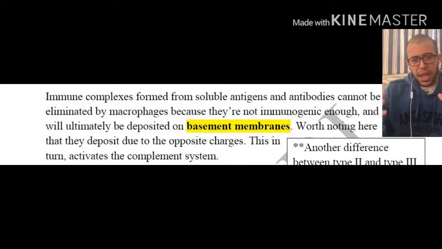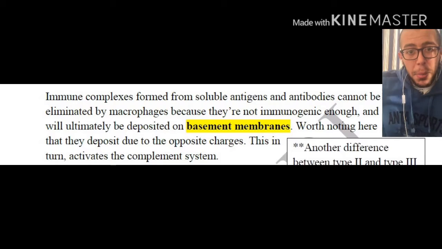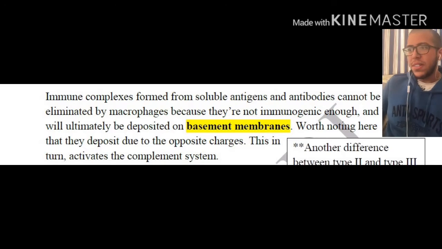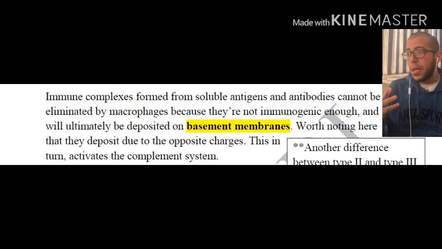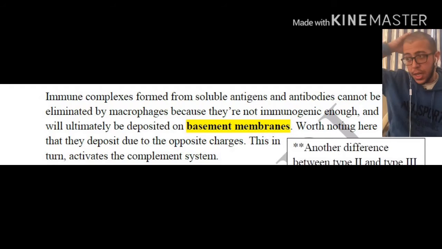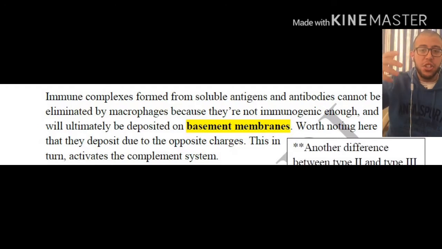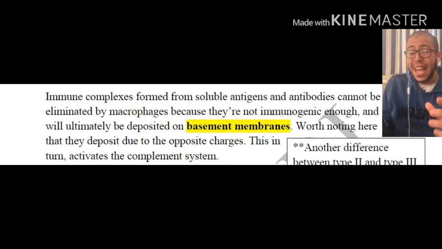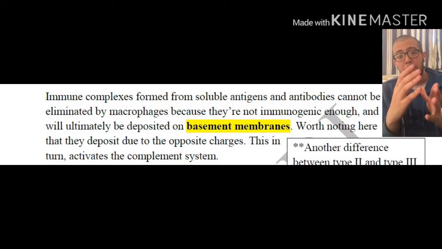Now, we have understood that we are going to be having these antibodies that are going to be binding on these antigens, forming immune complexes. Where is the problem? Why is this such a big deal that it's going to be causing us problems like lupus? Essentially, these immune complexes are going to be formed from soluble antigens and antibodies, and they will not be able to get eliminated by macrophages.